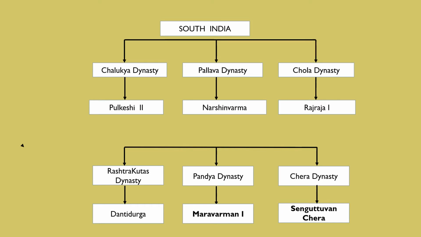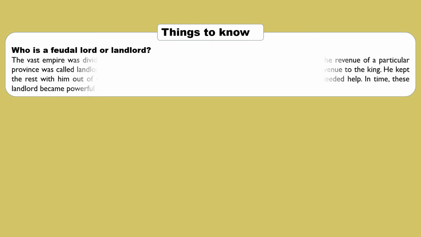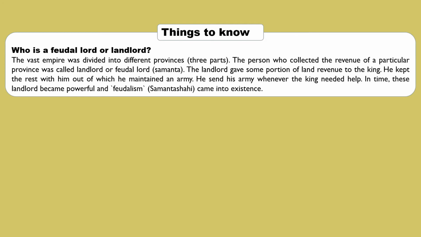The Chalukya, Pallava, Chola, Rashtrakuta, Pandya, and Chera dynasties, and they are the noteworthy rulers of these dynasties. Things to know, children. Let us understand, as I told you earlier, who is a feudal lord or landlord. The vast empire was divided into different provinces, three parts. What is this divided into three parts?